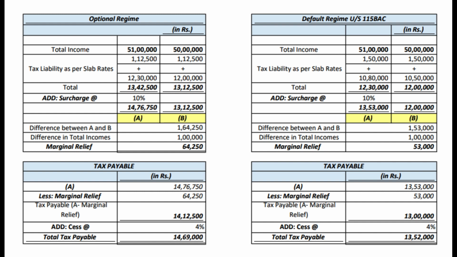You can see the difference between A and B, where the total incomes are 51 lakh and 50 lakh. Due to an increase of rupees 1 lakh from 50 lakh to 51 lakh, the assessee has to pay tax of rupees 14,76,750 minus 13,12,500. He is paying an excess of rupees 1,64,250 due to an increase in total income by only rupees 1 lakh. But due to the increase of total income by 1 lakh, the surcharge is being levied and the tax liability is increasing by 1,64,250. In such a case, the assessee can claim the marginal relief.